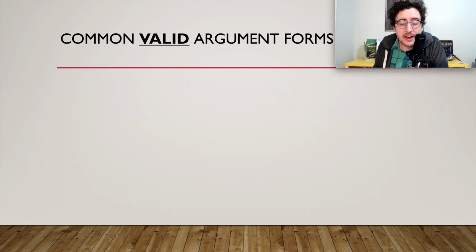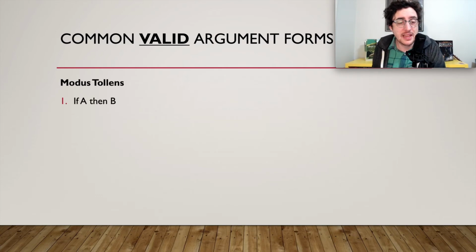Another common valid argument form is what's known as modus tollens. This argument says if A then B, but now in the second premise it says, well, B is not true. And so it concludes that A is not true either.